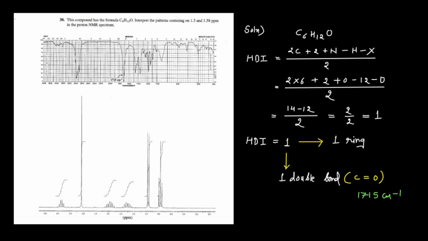This compound has the molecular formula C6H12O, which I have written over there. Interpret the pattern centering on 1.3 and 1.5 ppm in the proton NMR spectrum. You have been asked only one thing, that you have to interpret this particular NMR pattern, which is between 1.3 and 1.58 parts per million. That means you need to explain why this typical splitting pattern is here. That's why this problem is going to be very, very special for you.